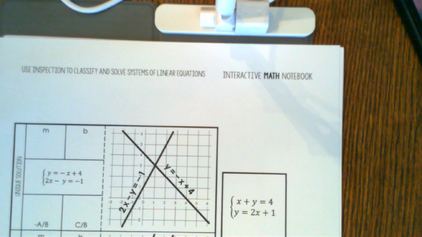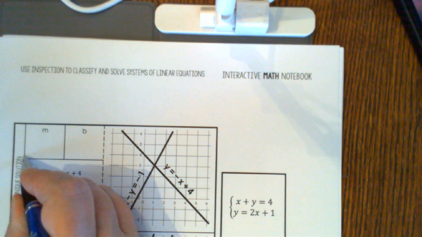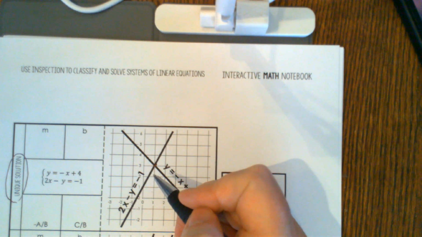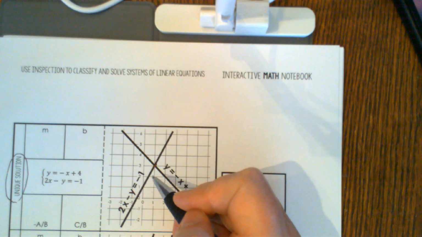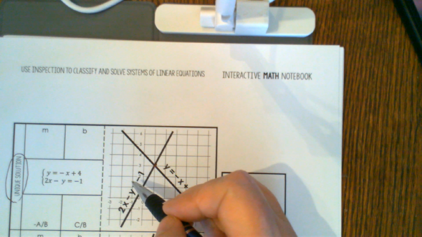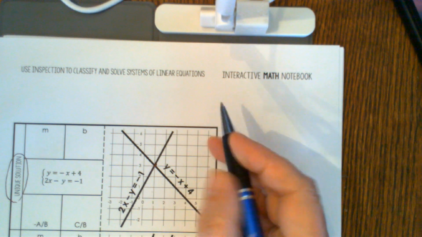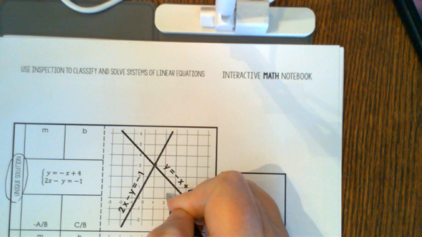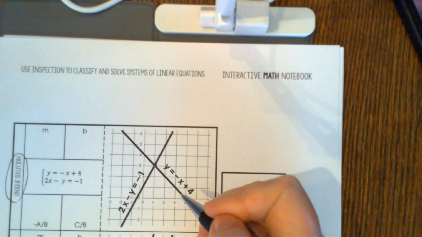Okay, this instructional video is about using inspection to classify and solve systems of linear equations. So, for example, if we look at a unique solution, there's a point. This is a unique solution which has different slopes. They're not the same. They will intersect at one point, and they can't be solved by inspection.